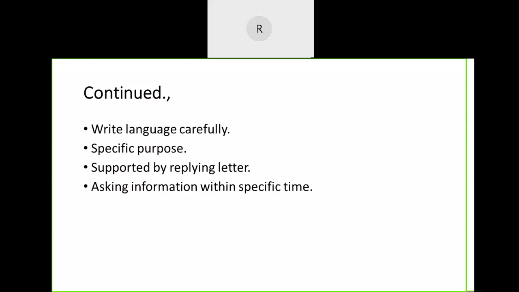Point number 8, my dear students, is asking for information within a specific, right time. It must reach the receiver of the letter at the right time and at the right place. There should not be any technical delay, I mean escapism from the receiver. It should not allow that.